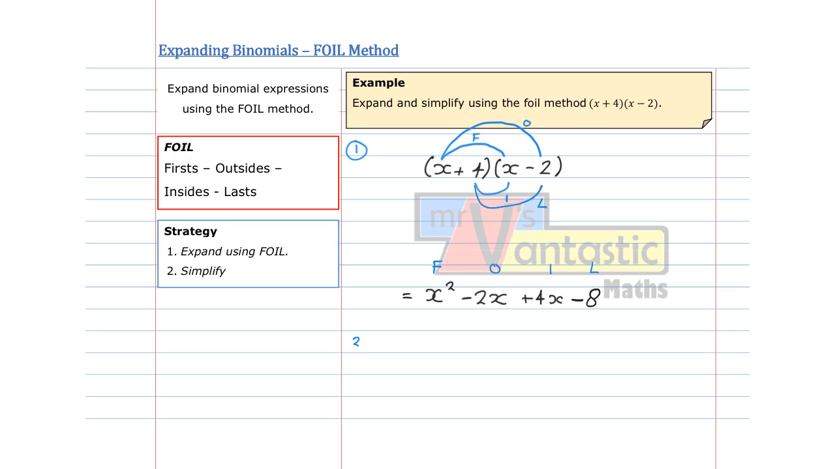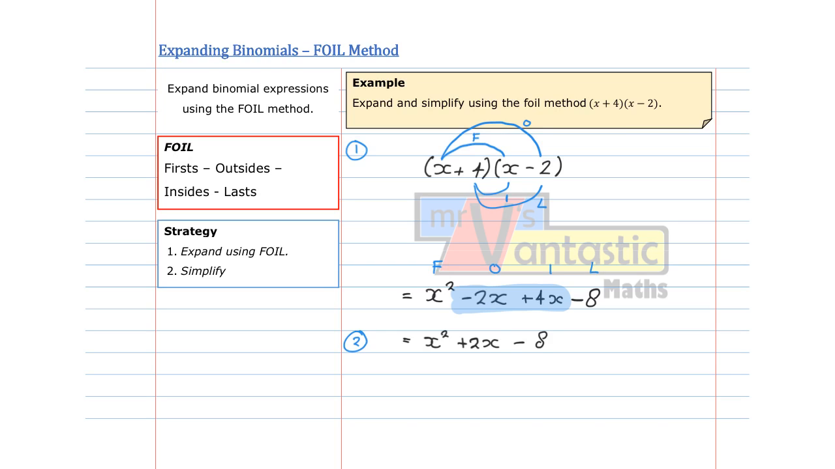Secondly, we just want to look, is it possible to simplify this expression anymore? And hopefully you can see, yes, we can, because minus 2x and plus 4x both have an x, which are like terms. So if we want to simplify this anymore, x squared remains unchanged, minus 2x plus 4x gives us a remainder of plus 2x, minus 8. And that is the expanded version.